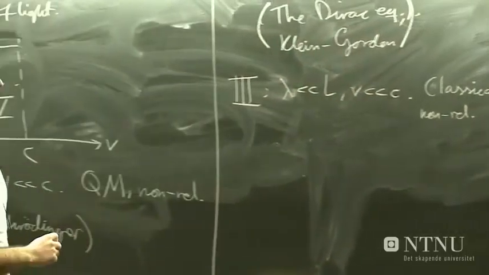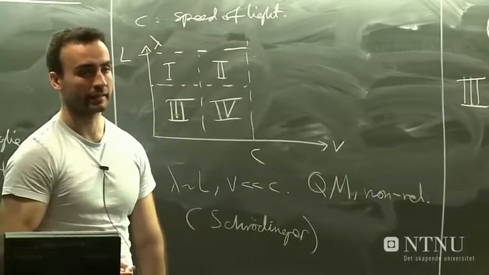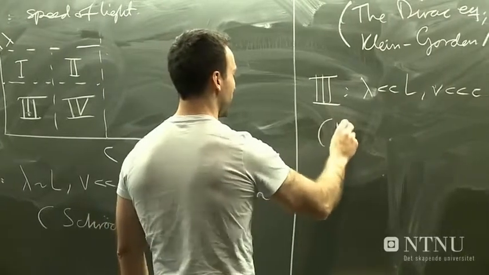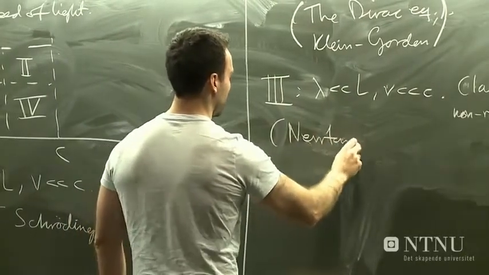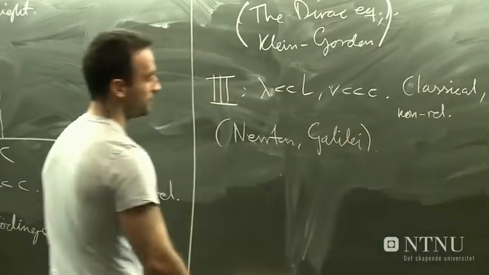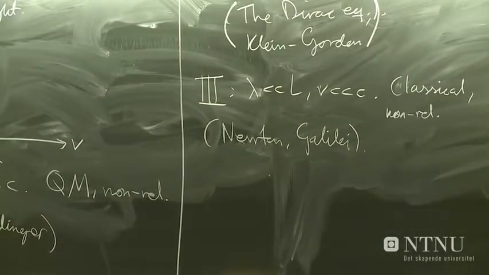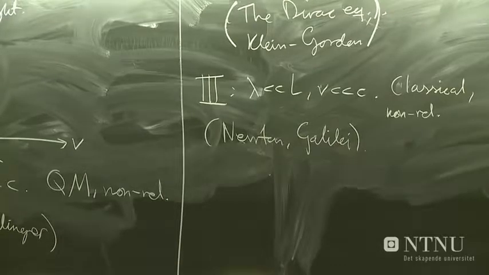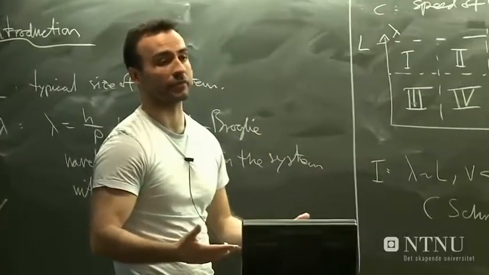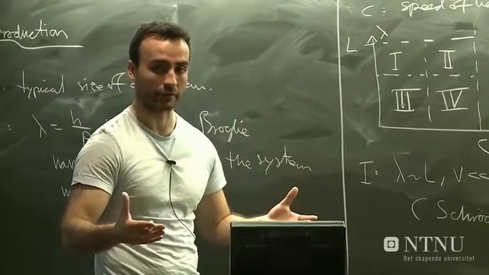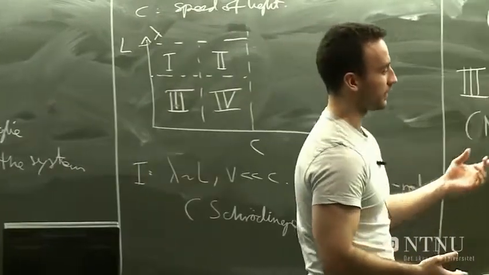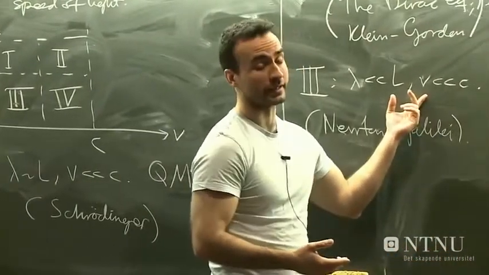Or more specifically, non-relativistic classical mechanics. And this is the realm of Newton, Galilei, etc. So you can say that this is basically everyday physics: macroscopic objects that we surround ourselves with, moving at low speeds compared to the speed of light.